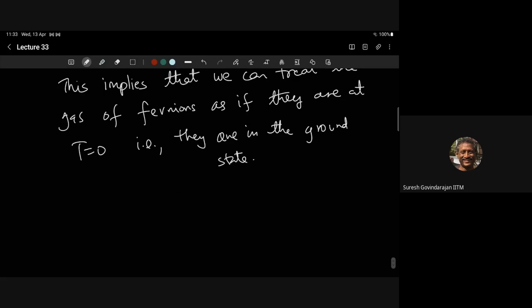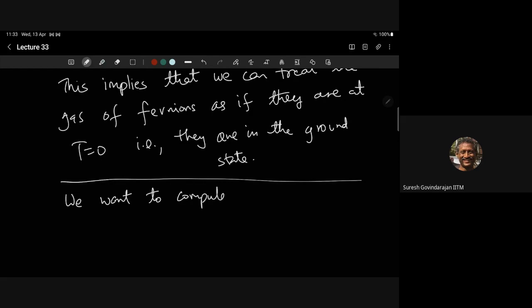Okay. So now we are ready to compute the internal energy. Our goal will be to compute some thermodynamic properties. So we want to compute U and P, the pressure of this gas. But we had already worked out U and P for the Fermi gas. Can we use those formulae from the past few lectures?